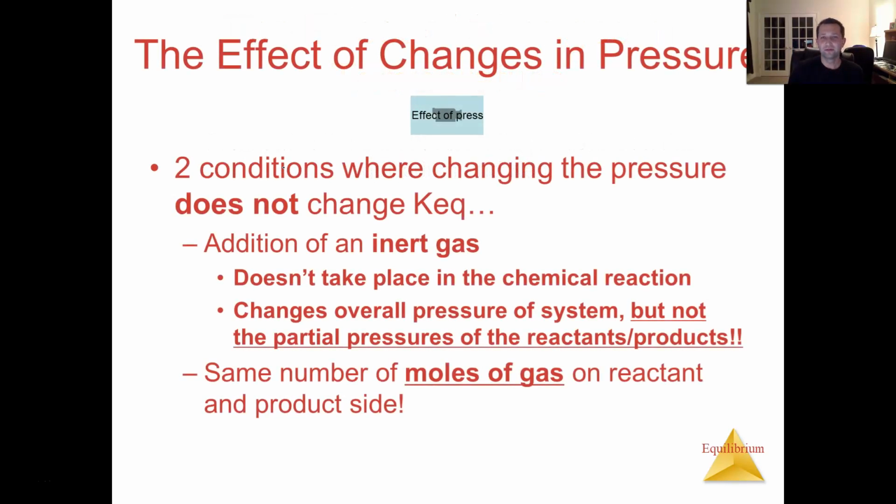Okay, quick video clip here on the effect of change in pressure. It's a 2-minute clip, and then we'll talk about it.